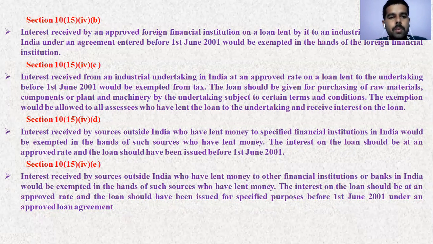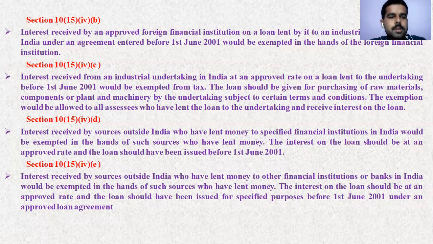The exemption would be allowed to all assessees who have lent loans to the undertaking and receive interest on the loan. Sometimes what happens is they take the loan, but meanwhile they take a little bit of a gap. On that gap, they will get some interest also. Okay, that interest amount as well as the loan amount is also exempted for them.